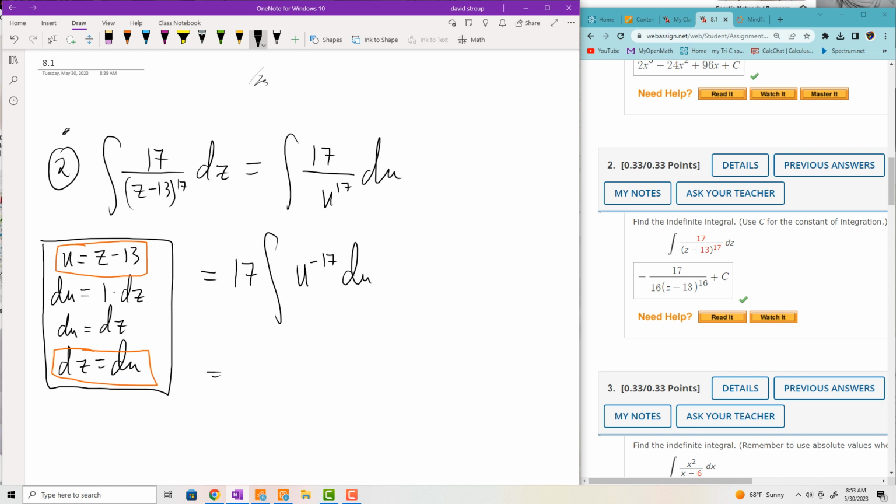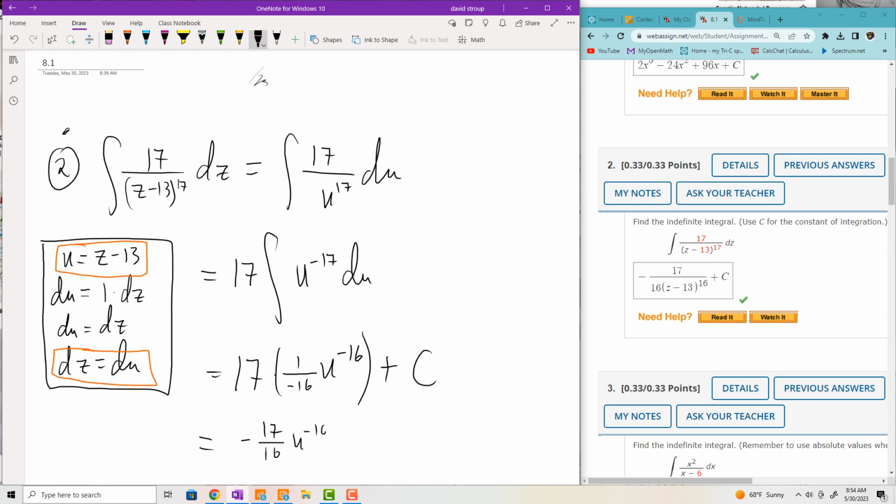And then it's the power rule. So you add 1 to the old exponent. So I'll have u to the negative 16, negative 17 plus 1 is negative 16, and then divide by that exponent. So I'm going to go 1 over negative 16 here if you wish, and that will be that, and then plus your integration constant. And now I got to clean it up a bit, so it's going to be negative 17 over 16.